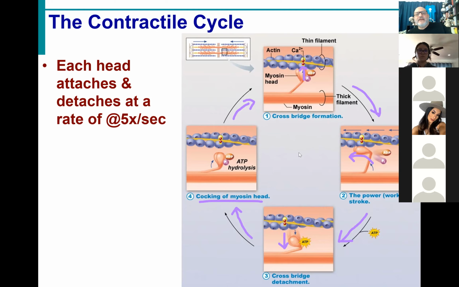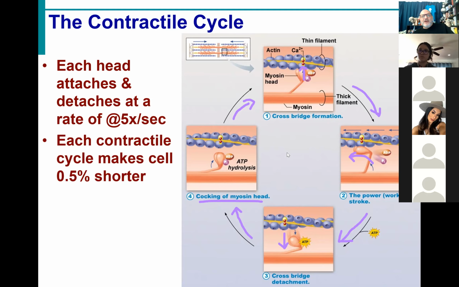Awesome. Now, again, one myosin head pulling, is that going to generate one contractile cycle, going to massive movements of my body? No. A single contractile cycle only makes a muscle cell about 0.5% shorter. But when you have lots of myosin heads all grabbing and pulling at the same time within many muscle cells within a muscle, then ultimately you get the movement of the body through space. Questions on that?